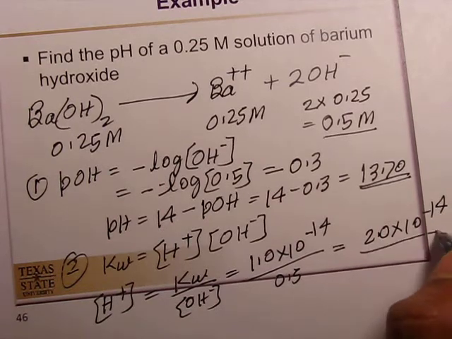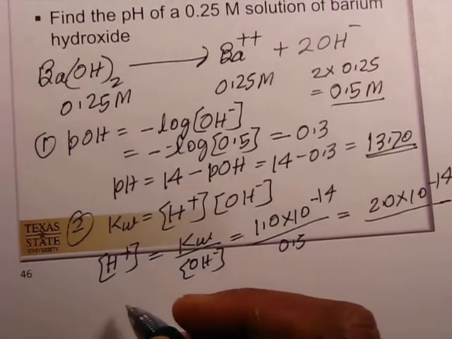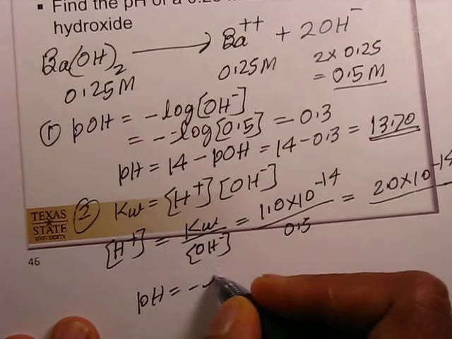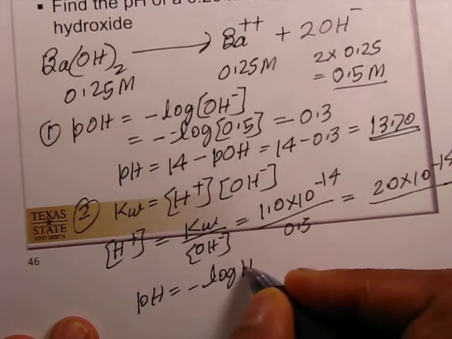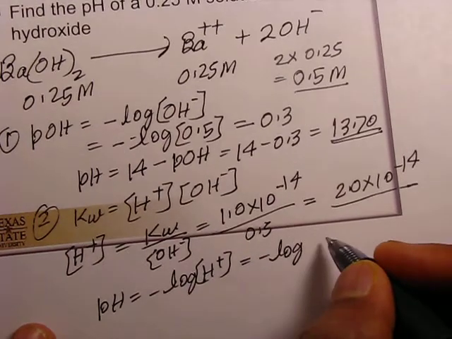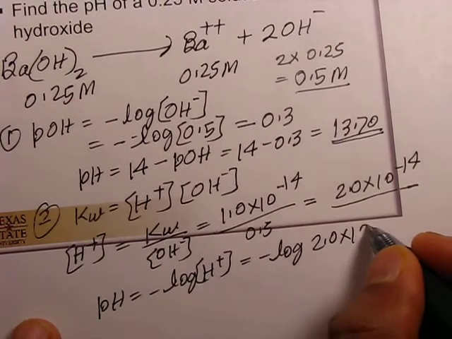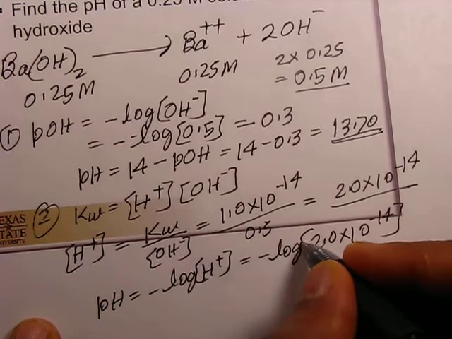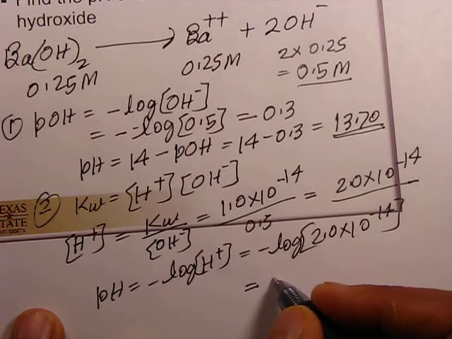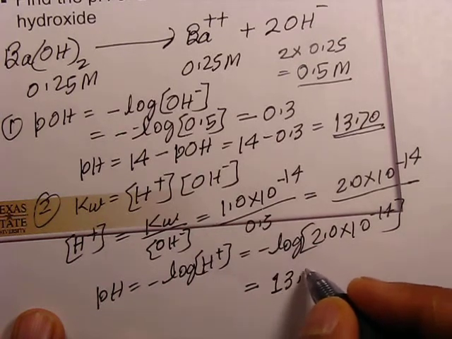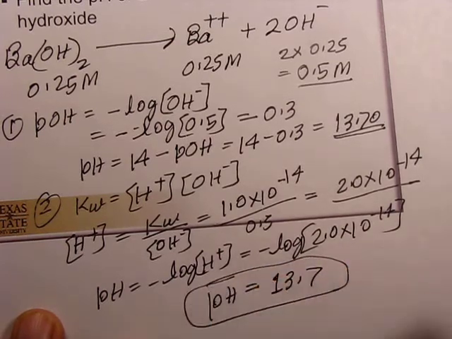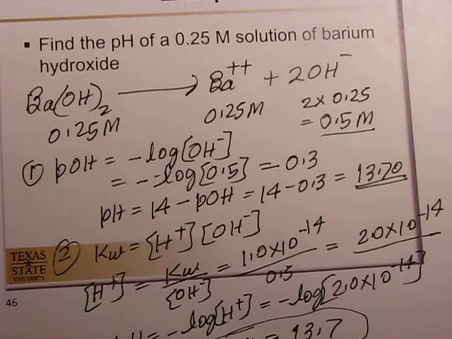Now we know the hydrogen ion concentration, and if we know it, we can calculate the pH. pH is the negative log of the hydrogen ion concentration, which will be equal to the negative log of 2.0 times 10 raised to the power minus 14. Once we solve this log, we will end up again with the same 13.7. So there are two ways you can calculate the pH for this type of compound.